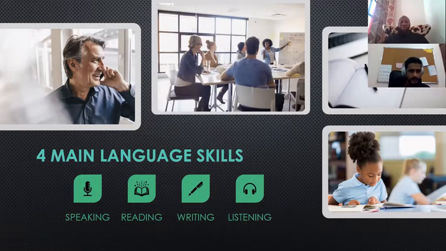Keep going. Okay. So like I was saying, for any language, there are four main skills that you need to acquire. It's the same in Arabic, the same in French, the same in any other language. Now, the difference is, for example, if you are learning English just to speak it, then you need only some of those skills, speaking and listening. If you are learning English for academic purposes, most of the time you need all four skills.